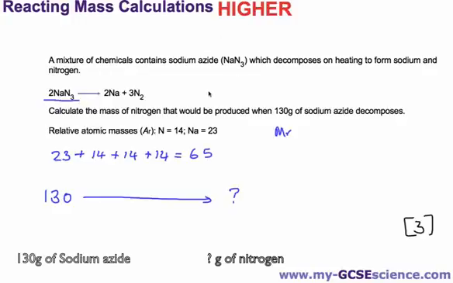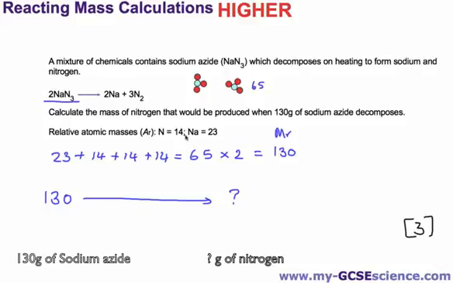So if we were to look at a picture of that, this is what it actually looks like. So the relative formula mass for this is 65, but remember there's 2 of them, so we just have to multiply that by 2, and that gives us 130. Okay, so the relative formula mass for sodium azide is 130, and that gives us for nitrogen, well, let's work out the relative formula mass for nitrogen.